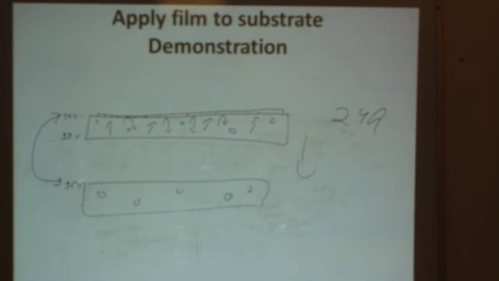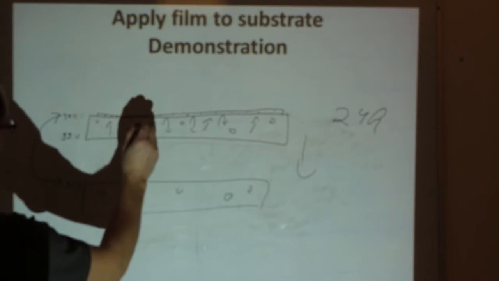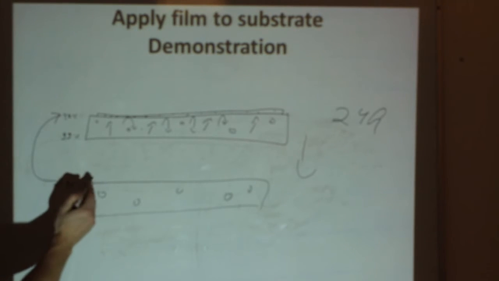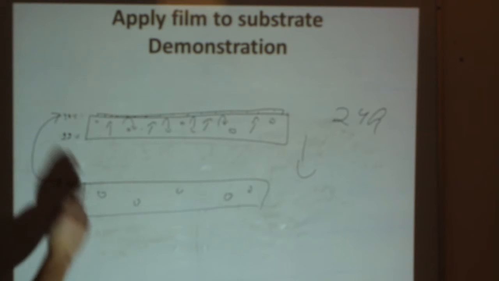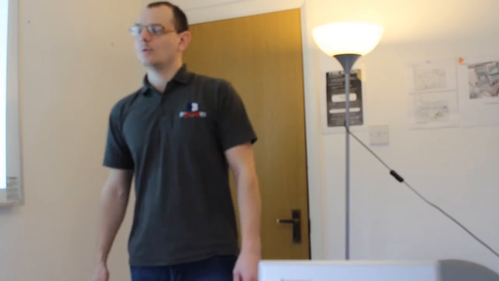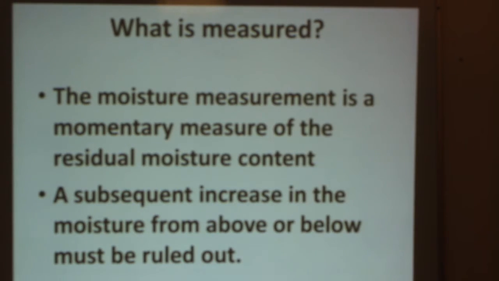So it shows us easily how high the moisture is in the screed, and if we're facing 95%, we're already talking about other steps, but we cannot apply the resin. What is measured? The moisture measurement is a momentary measure of the residual moisture content, and a subsequent increase in moisture from above or below must be ruled out.